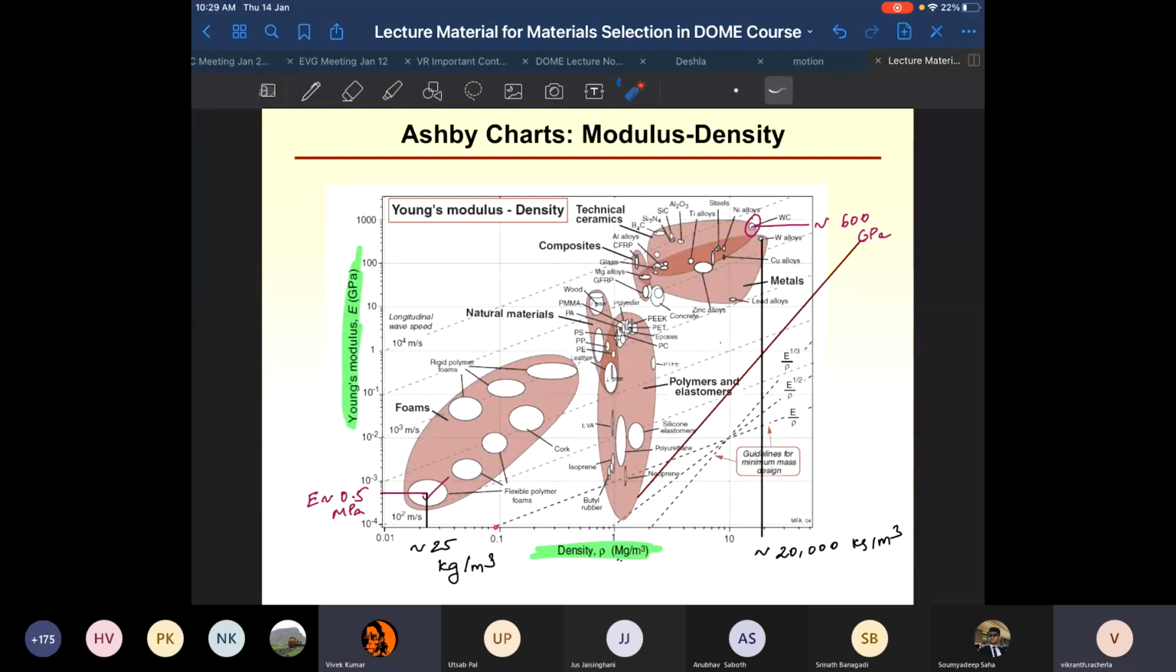So for points on this particular line, E by rho is constant. For points on this particular line, square root of E by rho is constant. For points on this particular line, cube root of E by rho is constant. Now, if I am looking at only a bar which is subjected to tension or compression, then to minimize the weight, what should I do? Should I minimize or maximize E by rho? Maximize. I have to maximize E by rho.